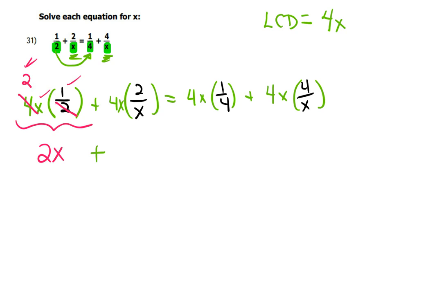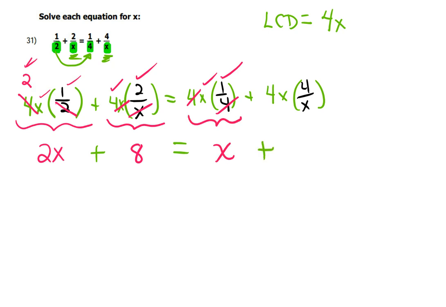Plus, on the next one, this x cancels that x, so you're left with the 4 times the 2, so that's an 8. On the next one, the 4's cancel. I'm left with x times 1, so that's just an x. And then on the last one, x cancels x, and I'm left with 4 times 4. So this becomes a 16. And there you go. And now I need to solve for x.